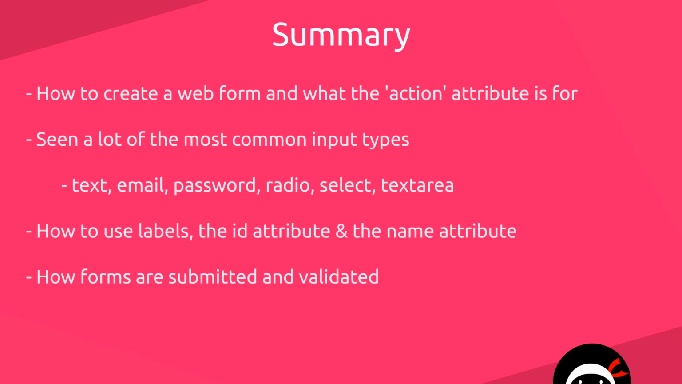We've also seen a lot of the most common input types inside forms, things like a text field, email, password, radio, select, and a text area. So with those different fields, you could go out and make a form that would make up probably about 75% of the forms out there on the web. We've also seen how to use labels, the ID attribute to link an input field with a label, and also we've talked about the importance of the name attribute in form fields as well, especially when it comes to grouping those input buttons together. Finally, we've seen how forms are submitted and validated by the browser before the data is sent off to a server.